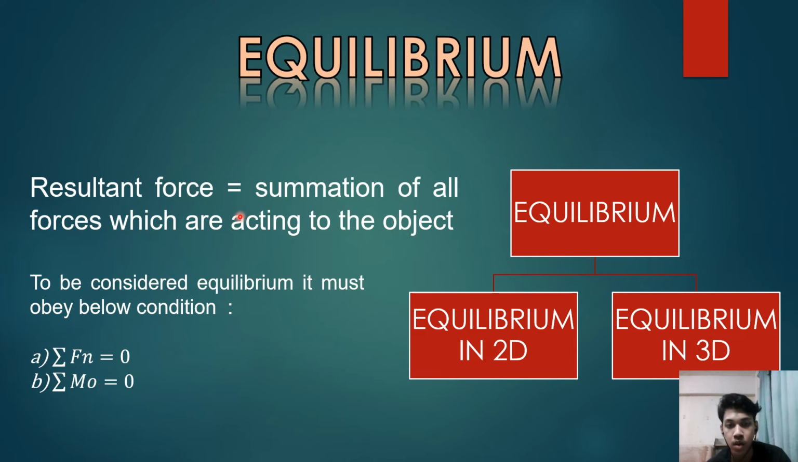Next, we are going to talk about equilibrium, but I want to talk about the resultant force first. Resultant force is the summation of all forces which are acting on the object. To be considered in equilibrium, it must obey the following conditions: the summation of F for all of the axes must be equal to 0, and the summation of the moments must also equal 0. In equilibrium we have two cases: equilibrium in 2D, and equilibrium in 3D.